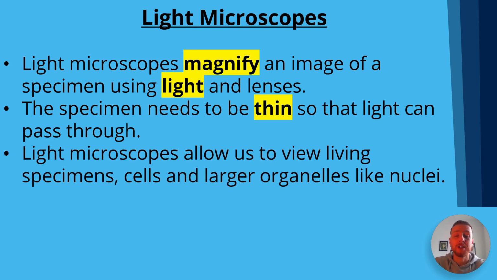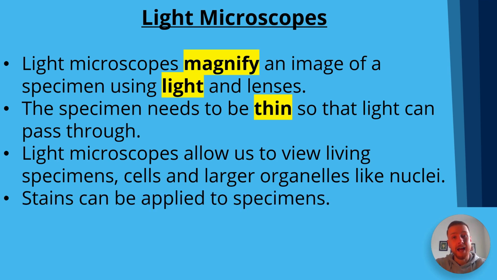Now, light microscopes allow us to view living specimens, cells, and even larger organelles like nuclei. And organelles are like the small structures within cells, such as the nucleus or the mitochondria, or even like the chloroplasts in plant cells. Now, stains can be applied to specimens to enable us to see certain details.